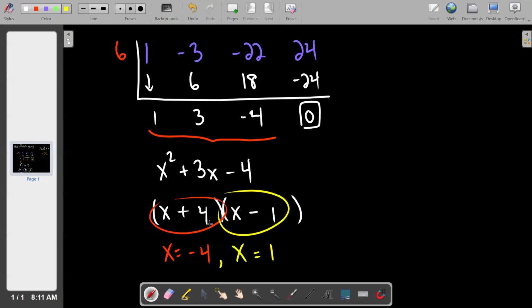X equals 1. And then, of course, we always have the freebie from the beginning of the problem, and x would equal 6. Okay, so those are the places where if we graphed that, we would see the graph swoop and cut through the x-axis at those various points.